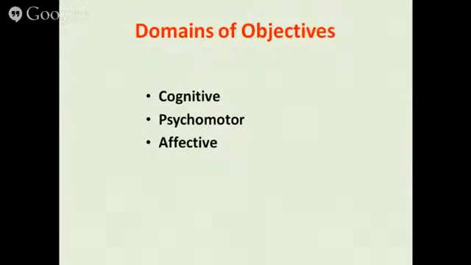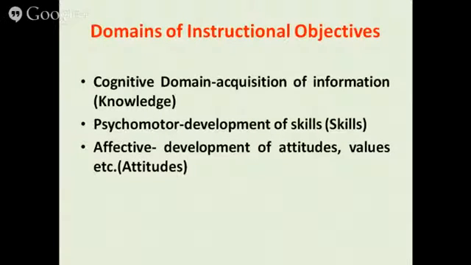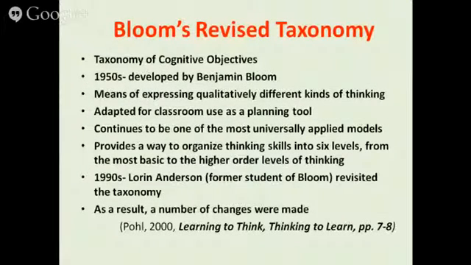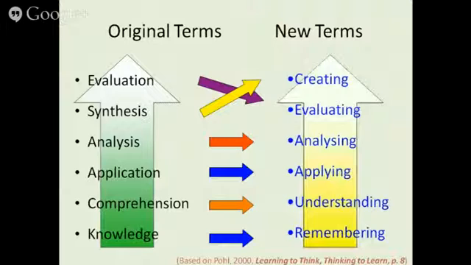Now this classification was originally given by Bloom in 1950, and recently in 1990 Anderson has revisited the taxonomy and has given a revised taxonomy of objectives in the cognitive domain. So we'll see, originally when Bloom gave the taxonomy, I hope it is readable.